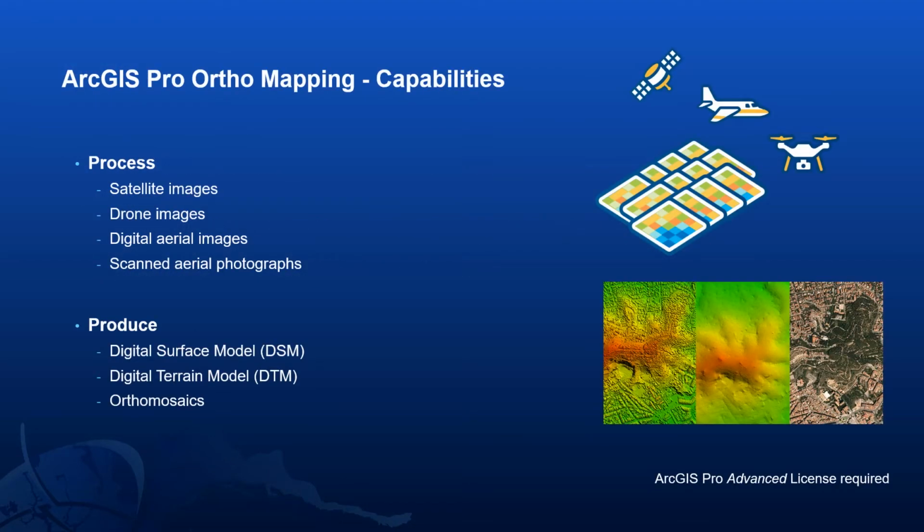Ortho mapping is a process that corrects geometric distortions in the imagery to produce ortho image products that can be used in mapping and GIS applications. With Pro Ortho Mapping, you can process 4 types of imagery: satellite, aerial, drone, and scan imagery, and produce a digital surface model and a digital terrain model, which is the bare earth elevation, and also orthomosaics.